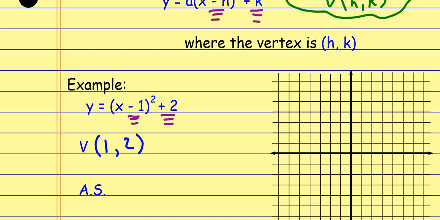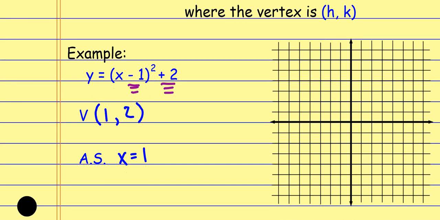And the axis of symmetry, we already know, is always x equals the x value from the vertex. So it's x equals 1. It's the line that goes right down through the vertex. And now really, that's enough information to graph this thing, okay? So if you kind of think about this, so let's plot that.